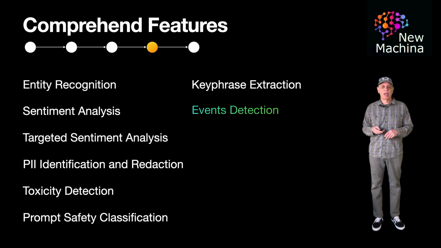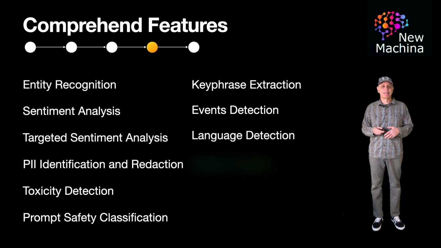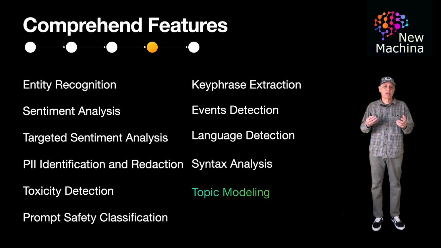Event detection. Given input text, it can find real-world events that it sees in that content and return that back to you. Language detection. If you pass it input text, Comprehend will give you what it believes is the dominant language in that input text with confidence scores. Syntax analysis. This allows you to find word boundaries, nouns, adjectives, etc. Pretty powerful. Topic modeling. You pass it input text and Comprehend will return back what it believes are the topics being covered in that content.